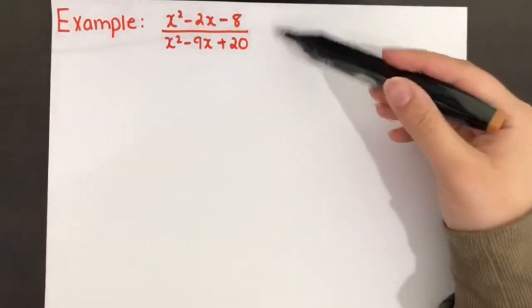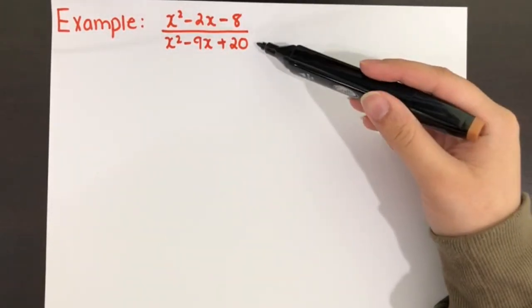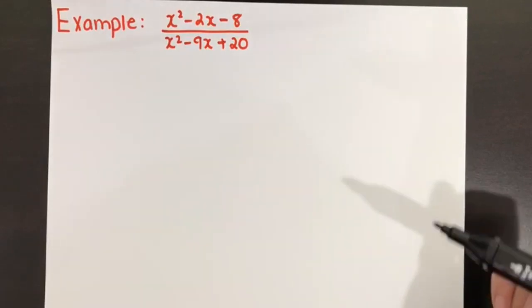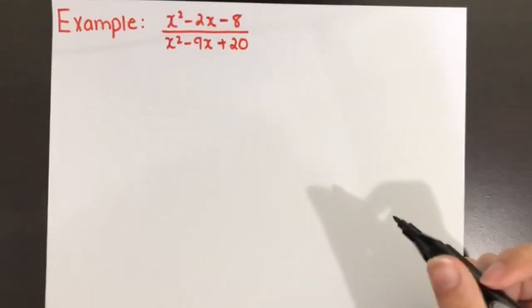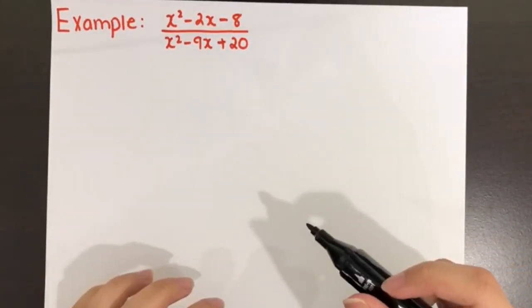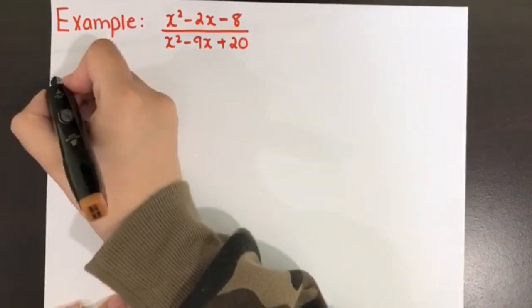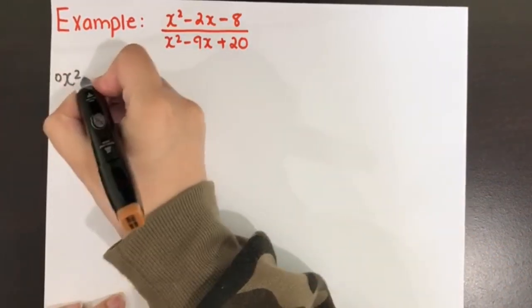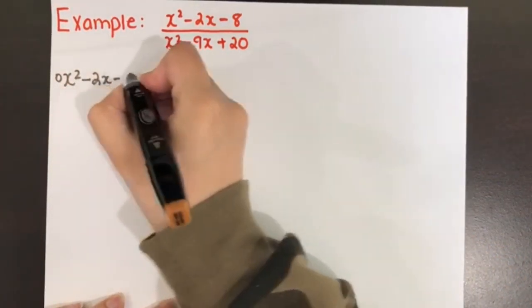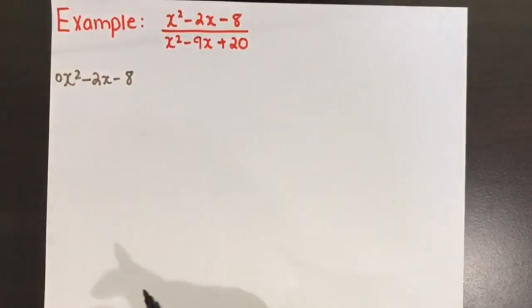Okay, let's now look at this example. Our denominator and our numerator both are quadratic expressions. So like in the previous example, we're going to look separately at the numerator and the denominator. So let's look at our numerator. We have 2x squared minus 2x minus 8. So now we have to factor this out.